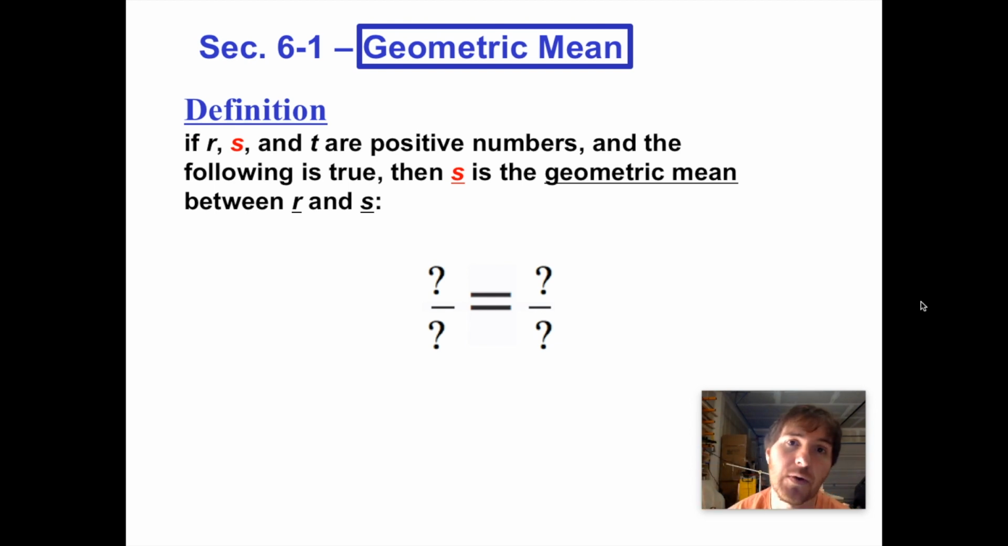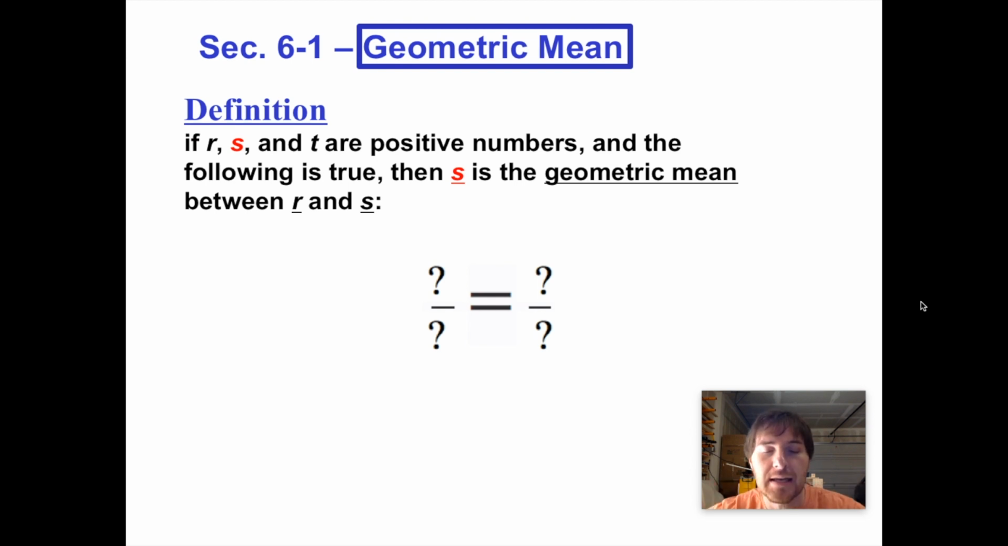You're really trying to understand what this definition is saying, and really try to bond with it when you're writing it down in your notebooks here. If R, S, and T are positive numbers, so we're going to give you a formula. If we're giving you variables like that that are undefined here, this is going to be a formula for us to use going forward. R, S, and T are positive numbers, and the following is true. Then S is called the geometric mean between R and T. That number S is a geometric mean between R and T if the following is true.